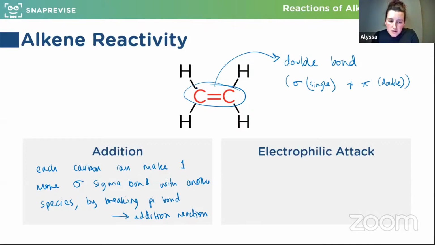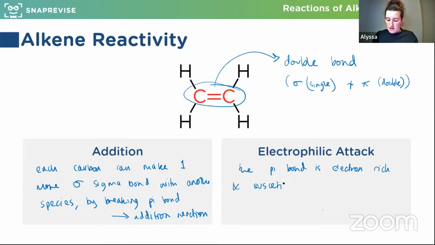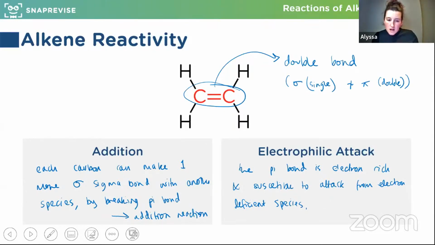Where did we get to? Yes, good. Electron clouds overlap, but it's end-to-end orbital overlap. So the pi bond is electron rich and susceptible. I can't spell susceptible. Susceptible to attack from electron deficient species. So species, things that are able to accept a pair of electrons, i.e. electrophiles. That's it, looking good, guys.